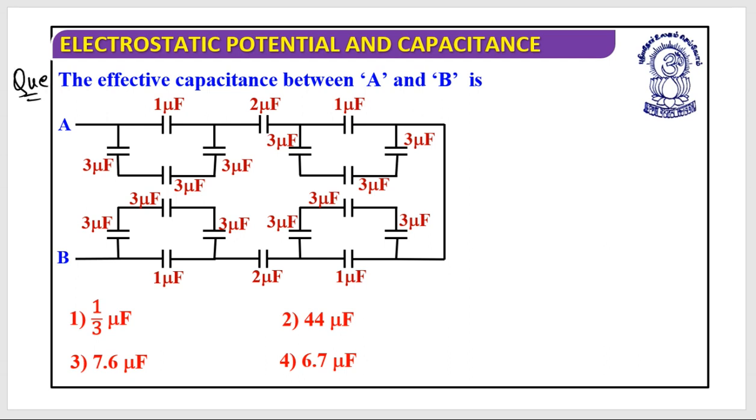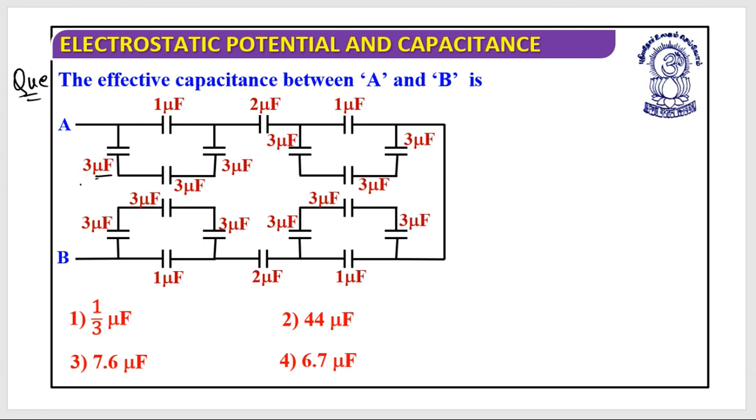What they ask is the effective capacitance between A and B. How can you do this? This is a question which simply looks complicated, but it is not at all complicated. This can be done very easily. If you see it analytically, then I hope you can observe the following.